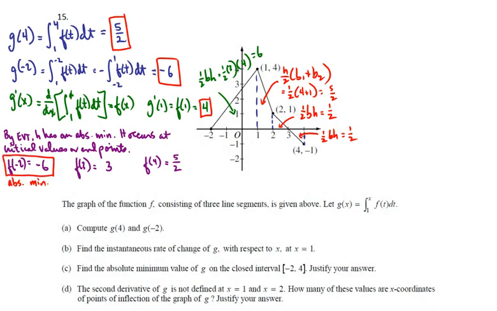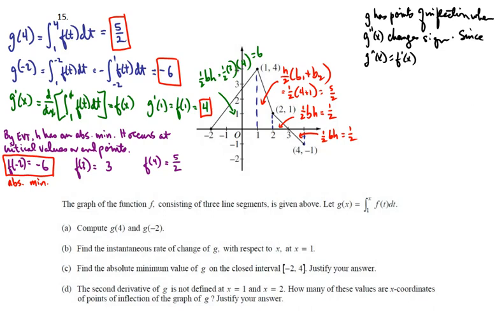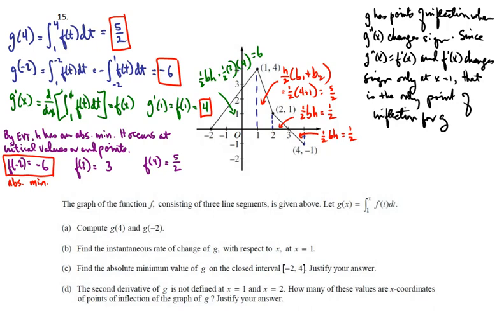Finally, we're told that the second derivative is not defined at 1 and 2, and how many of these x coordinates are points of inflection. Well, g will have points of inflection when g prime prime changes sign. We know g prime prime of x is f prime of x, that is the slopes of f. And since the slopes of f change sign only at x equals 1, then that will be the only point of inflection for g on this interval. Okay, so that does it for this problem, and we'll go on to the next.